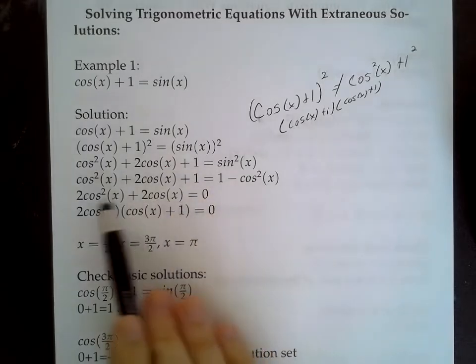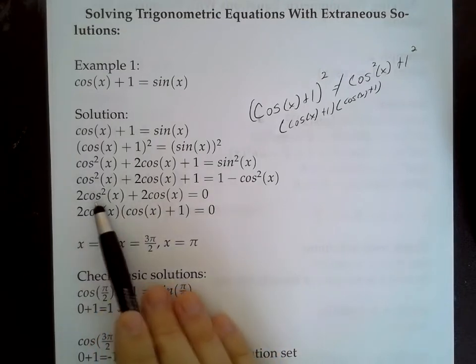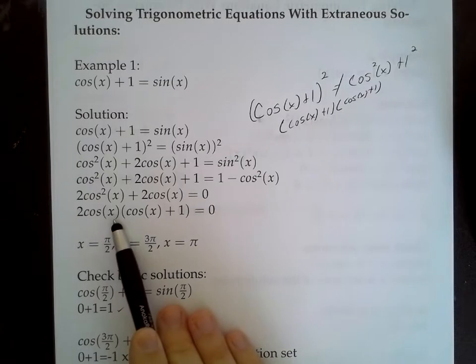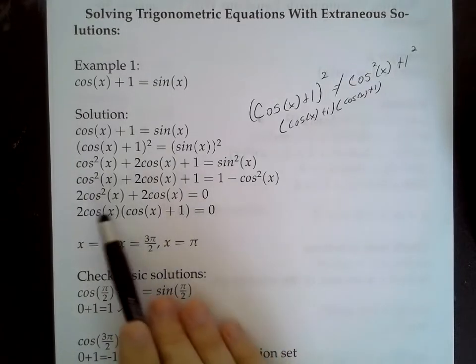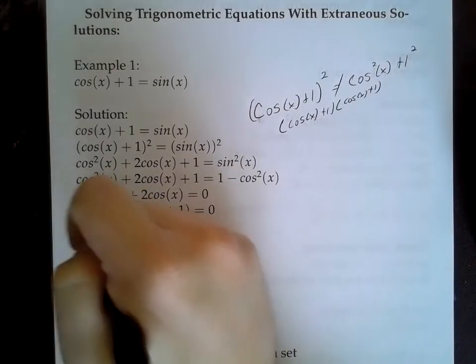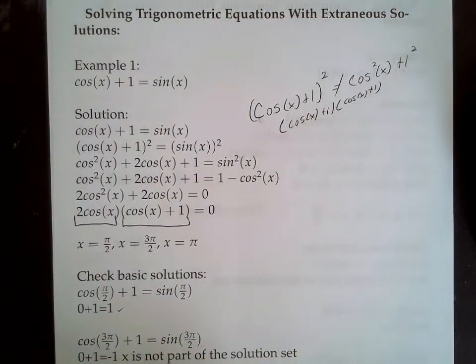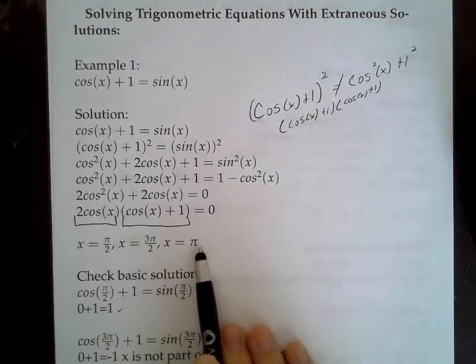Then I'm going to factor out a greatest common factor, because I notice that I have 2 cosine and 2 cosine, meaning I can factor that out, leaving me with cosine of x plus 1 after I factor out that greatest common factor. And again, from here, I'm given 2 different factors that I can use the zero product property for. And I'm finding that my x values are going to be pi over 2, 3 pi over 2, and pi.